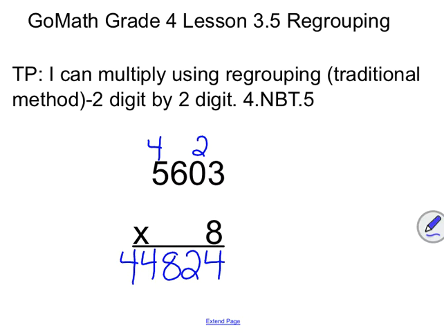Okay, and comma, ones, tens, hundreds, thousands. My answer is 44,824.